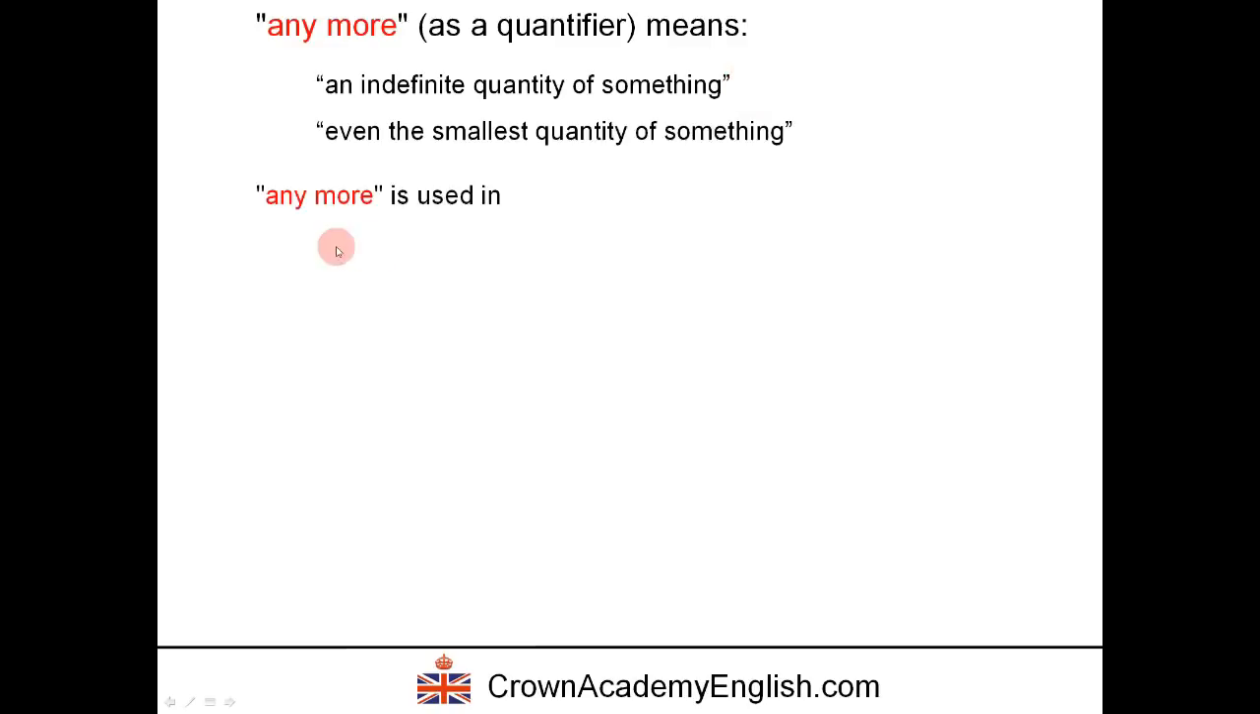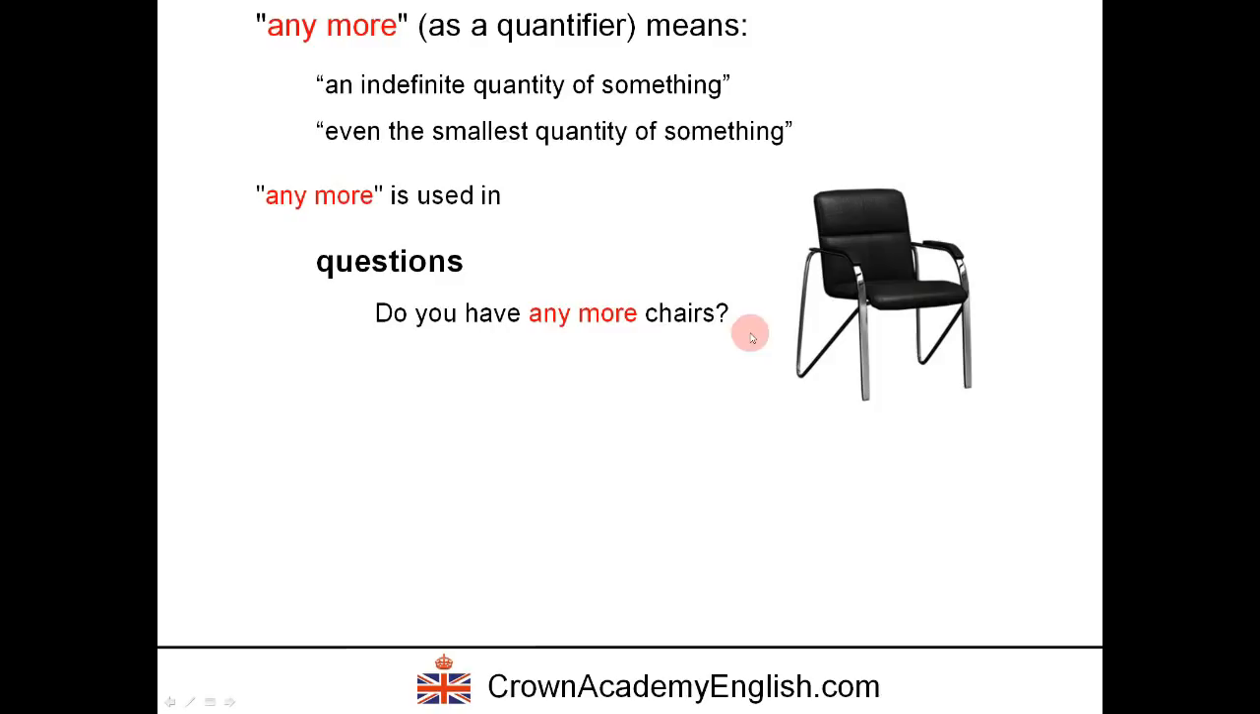So there are two types of sentence that we use anymore in. So we use anymore in questions. Example, do you have any more chairs? So notice the determiner. This goes before the noun. Any more chairs? And so this means, do you have even the smallest quantity of something? So do you have even one more chair? Okay, even one more chair, one extra chair. And since it is an indefinite quantity, maybe we need 2, 3, 5, 3 million. We don't know. We haven't specified it.